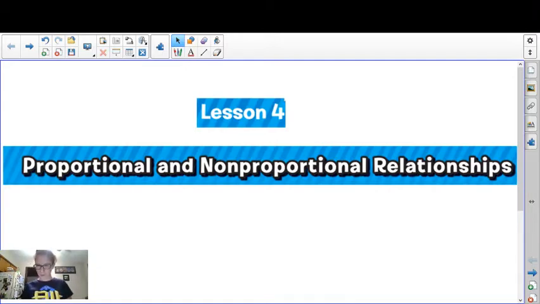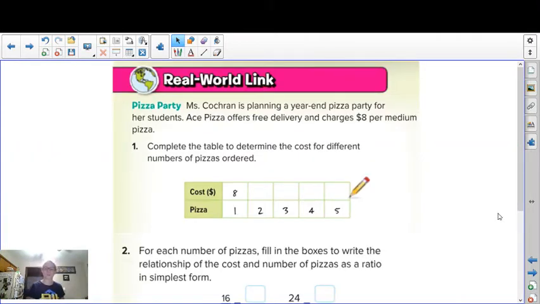Okay, so moving forward, lesson number 4, proportional and non-proportional relationships. So we're gonna start with this problem and then lead into our vocabulary words to see what those two things mean. So Mrs. Cochran's planning a pizza party for her students.